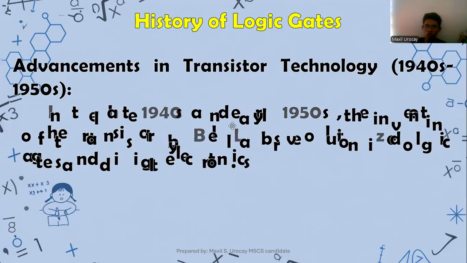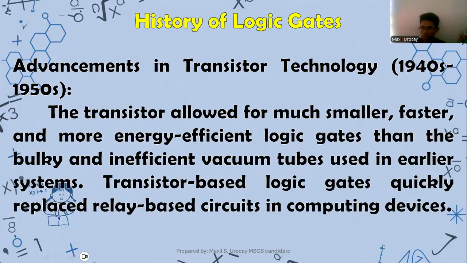Now, this transistor, which was invented in 1947, as stated earlier, allowed for much smaller, faster, and more energy efficient logic gates than the bulky and inefficient vacuum tubes used in early systems. Transistor-based logic gates quickly replaced relay-based circuits in computing devices. So imagine that simple invention marked a major turning point in digital electronics, and that enabled the creation of faster and more compact computing systems.